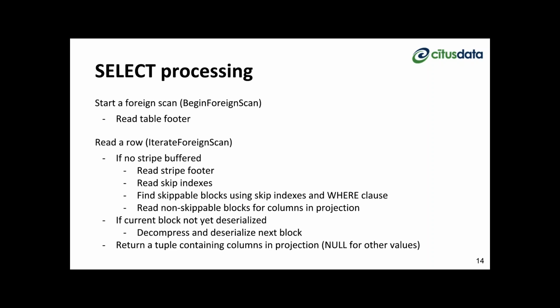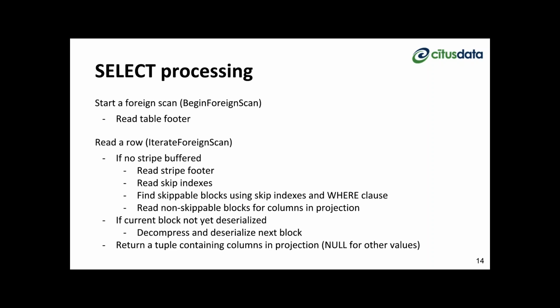So what CStore does with this API is in the begin foreign scan, it reads the table footer. So this is the separate file which tells us what exactly is in the data file. Then whenever Postgres asks for another row from this foreign table, CStore checks, do I have any stripe buffered in memory? If not, I look at my table footer, find the next stripe, read the stripe metadata, read the indexes, use the indexes to find blocks that I can skip because I know they would never match the where clause. And then I read the blocks that I cannot skip, but only for those columns that were in the projection.